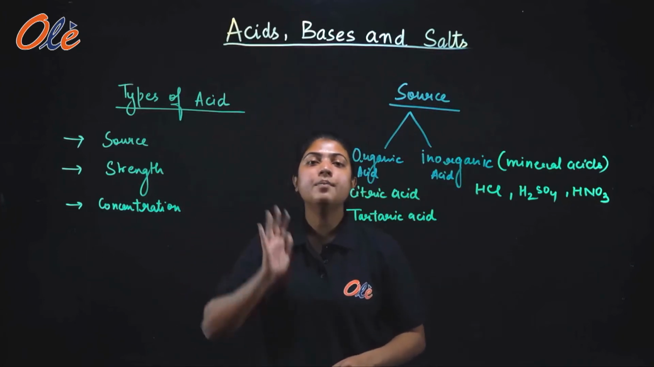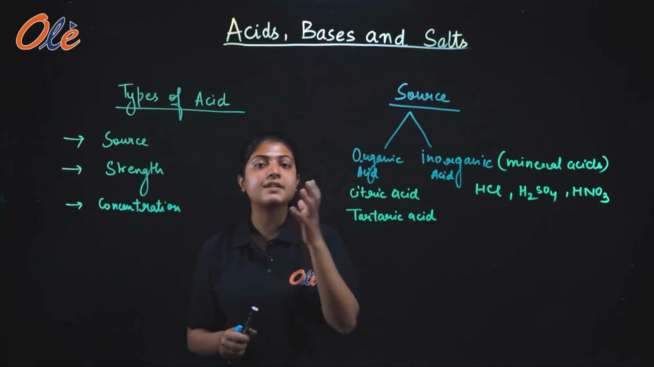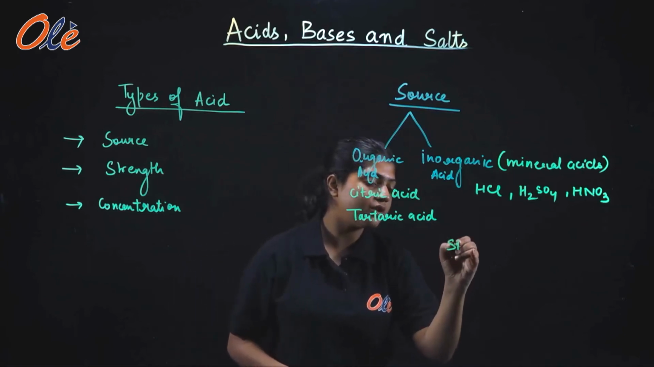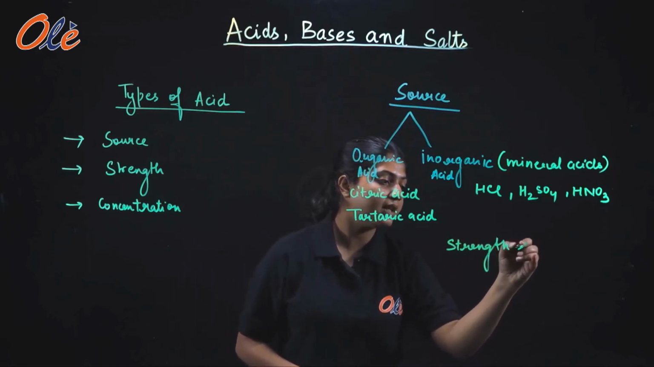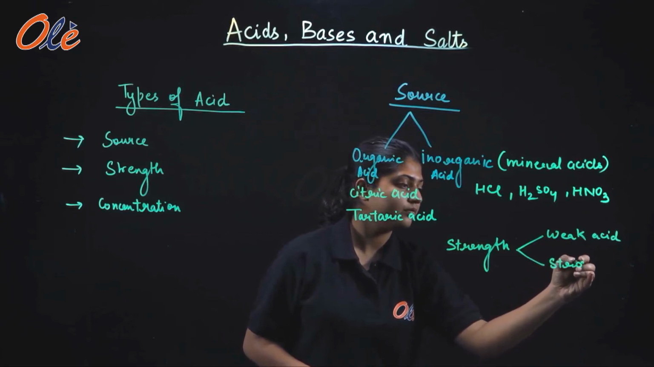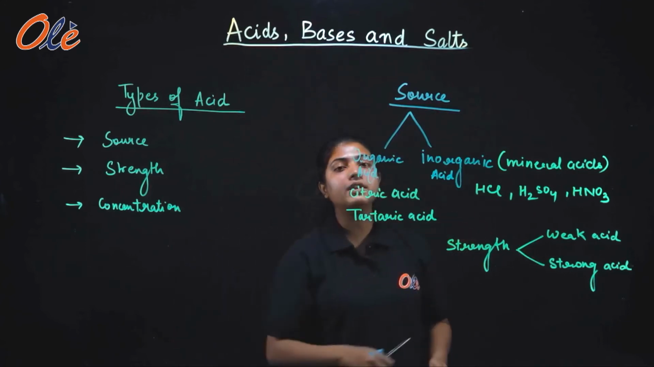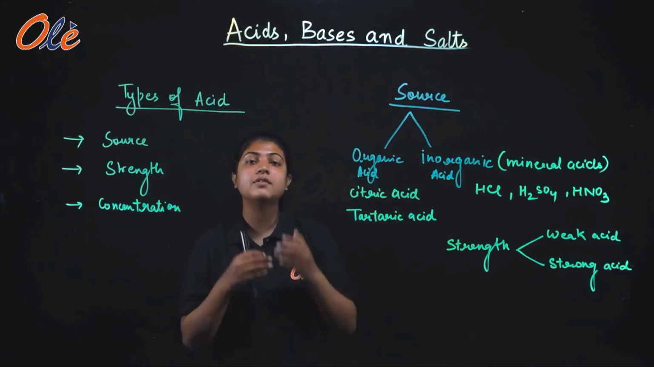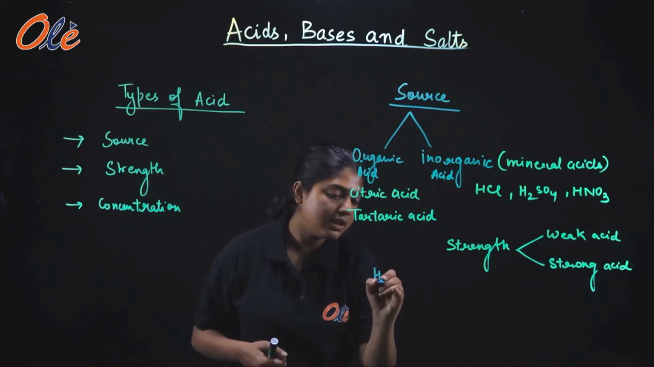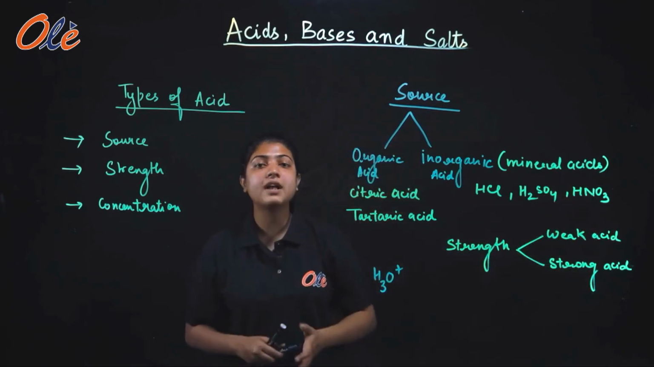Now, if we talk about the strength of the acid, on the basis of strength, acid can be classified as weak acid and strong acid. So what is a weak acid and what is a strong acid? We have already discussed that whenever an acid dissolves in water, whenever an acid reacts with water, it yields hydronium ions. So now what will be the definition for weak acid and strong acid?